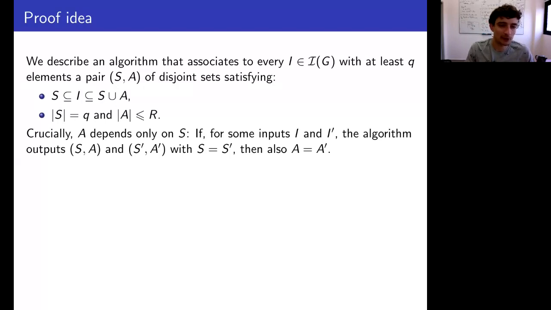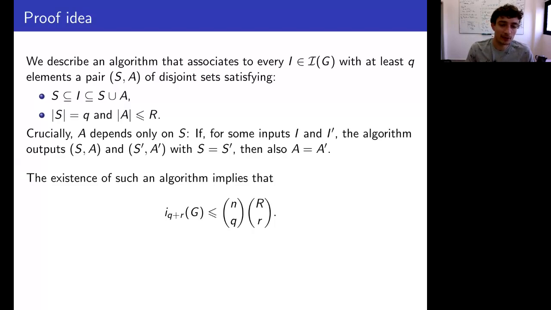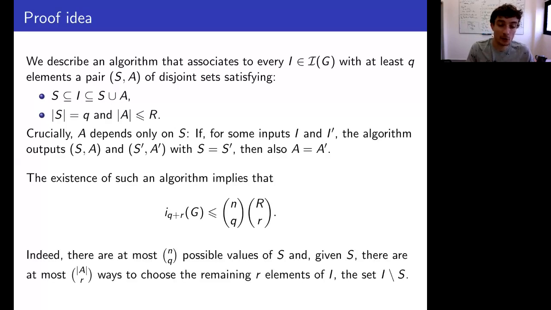Note that the existence of such an algorithm already implies our claimed upper bound on the number of independent sets. So indeed, the number of independent sets of size Q plus R is at most the number of ways to choose the representative set S, which is N choose Q. And once S is given, it determines the set A. And from the set A, we need to choose the remaining R elements. So this gives us this capital R choose R. So there are at most N choose Q possible values of S. And given S, there is at most A choose R ways to choose the remaining R elements. And the size of A is guaranteed to be at most capital R.